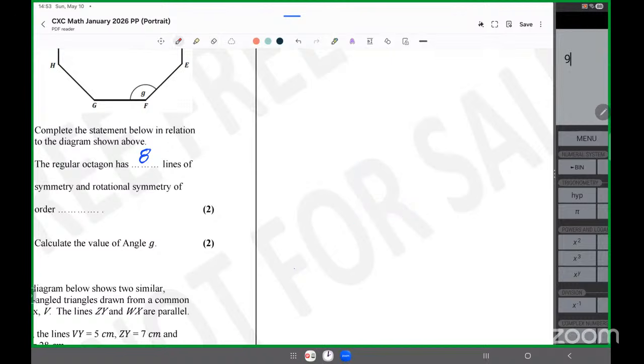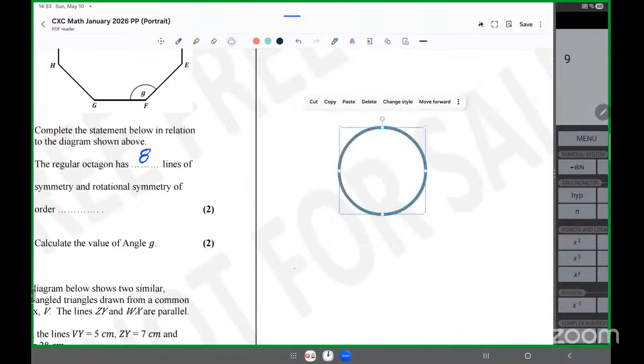All right, tell me a circle. What is the order of rotational symmetry of a circle? Infinite. There are an infinite number of positions you can rotate a circle to and it will look exactly the same. So that's infinity.